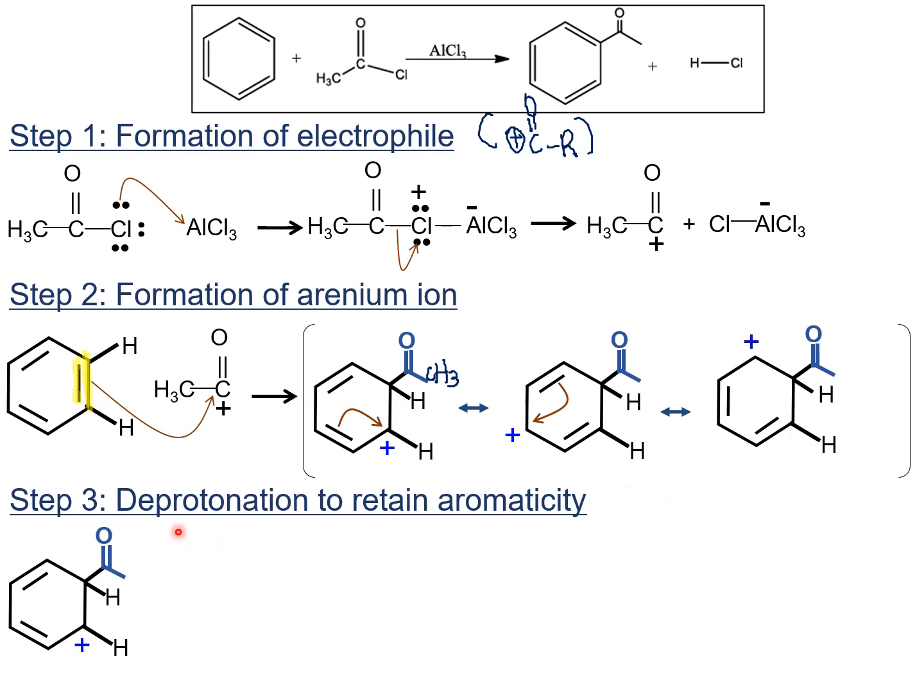And last step ialah deprotonation untuk kita kembalikan balik dia punya aromatic ring. Kita akan buang this hydrogen. So untuk buang this hydrogen, kita akan gunakan side product yang terhasil dekat step yang pertama ni, which is Cl neutral atom dengan negative charge AlCl3. So what happen here is kita nak kembalikan semula the Lewis acid catalyst AlCl3. So this minus AlCl3 dia akan break the bond dengan this Cl atom. Okay, so dia akan show arrow kepada this Cl atom.